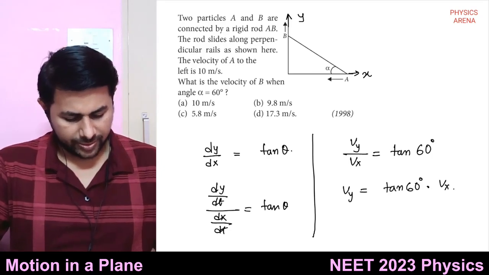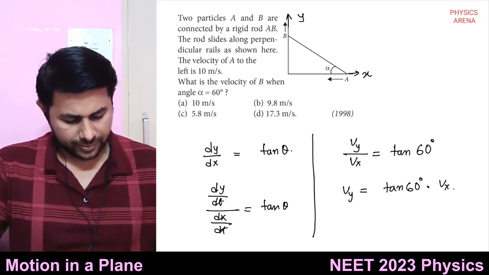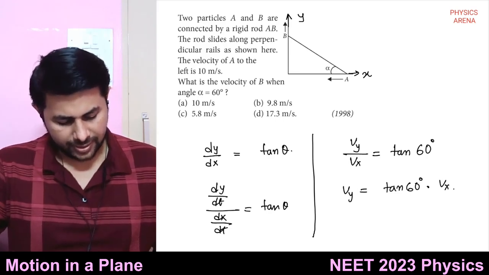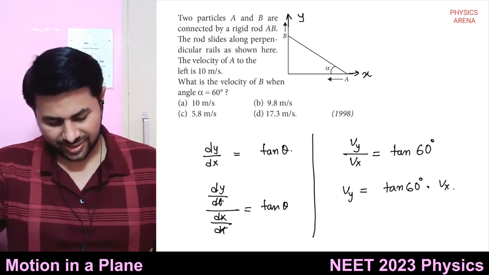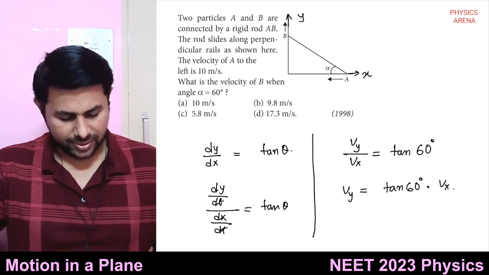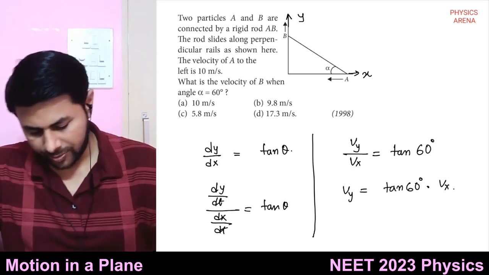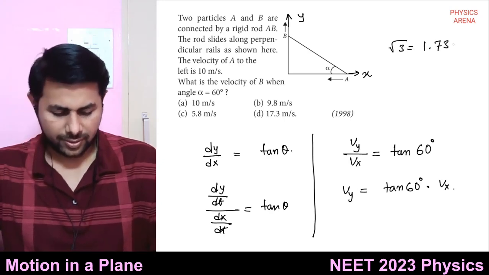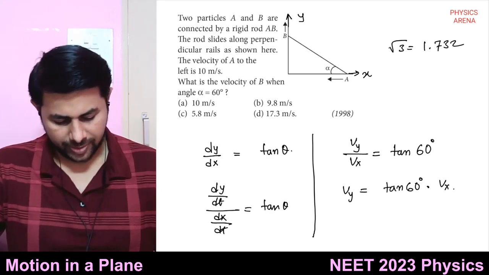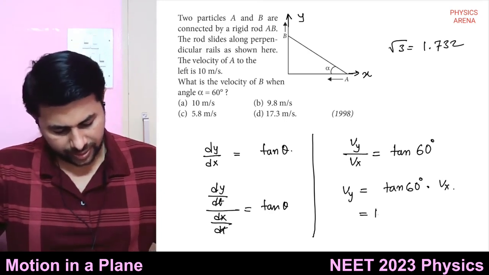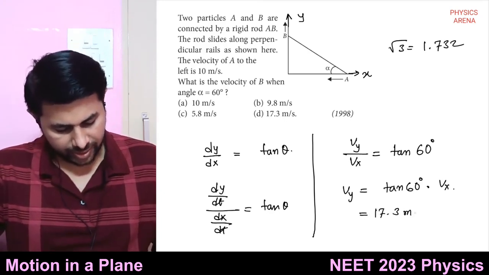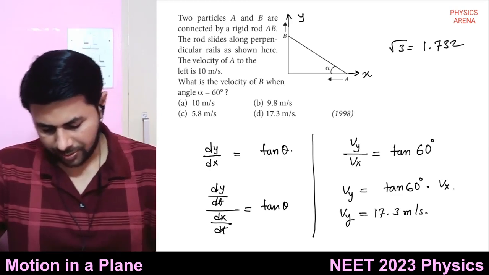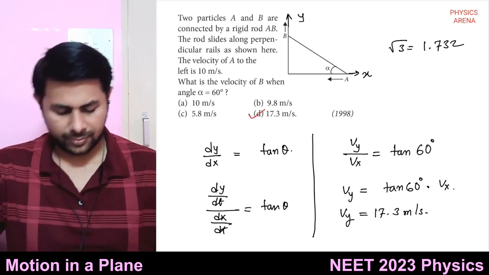So what is tan of 60? Root 3. So root 3 multiplied by Vx, which is 10. How much is the value of root 3? 1.73. So 1.73 multiplied by 10, so 17.3 meters per second is the answer. This is Vy. So option D is the answer.